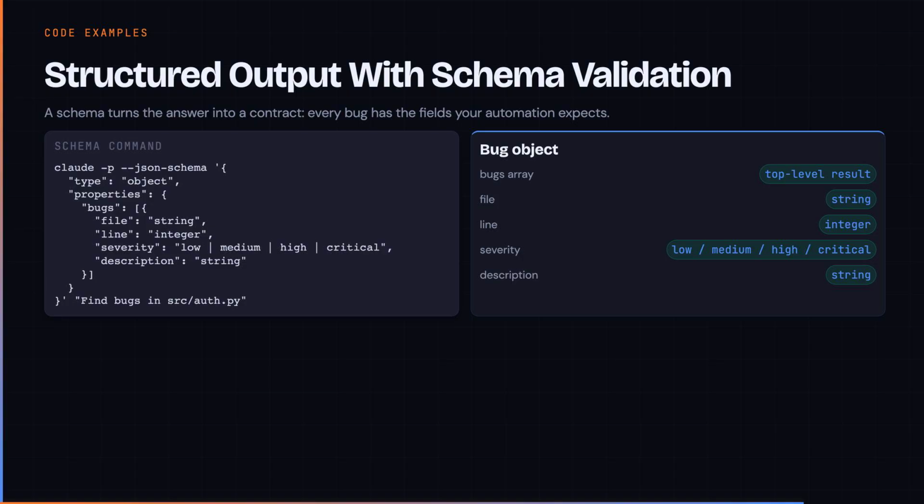Think of a JSON schema like a form with required boxes. The command claude -p --json-schema asks Claude Code to return a bugs object instead of loose prose. The bugs array contains objects with file as a string, line as an integer, severity as low, medium, high, or critical, and description as a string. The example query is find bugs in src/auth.py. That contract makes downstream automation predictable.